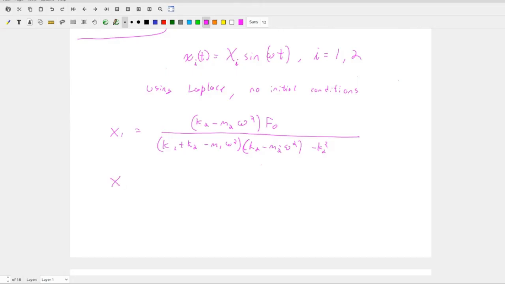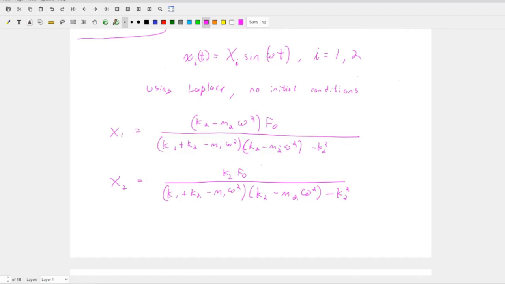And then we can do the same for x2. But here we're just going to have k2 f naught over the same denominator: (k1 plus k2 minus m1 omega squared)(k2 minus m2 omega squared) minus k2 squared.